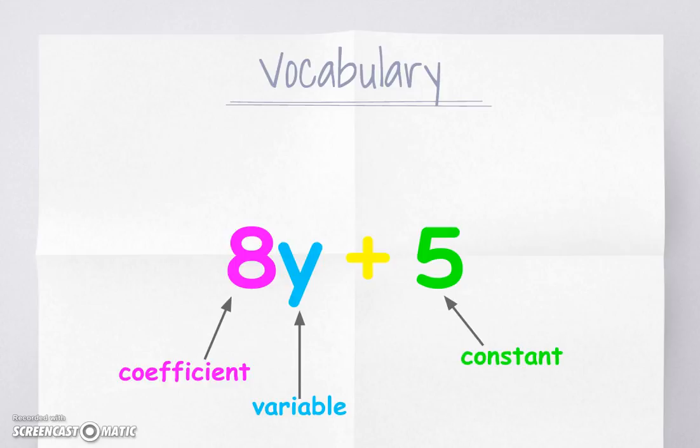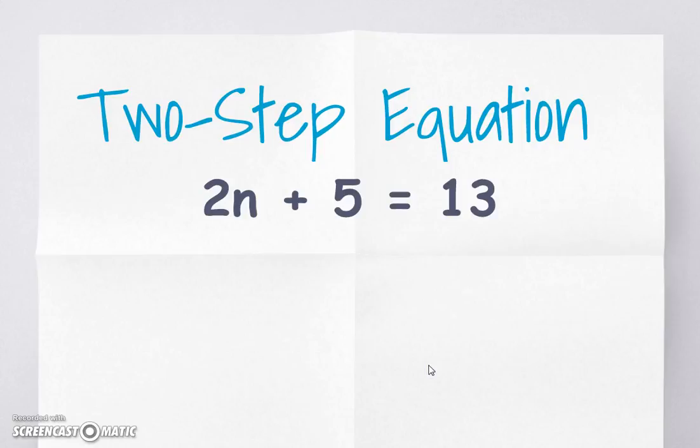This is going to be very, very important that you know these words. We are going to use them over and over again. So the 5 is the constant, or any number that is by itself is the constant. So here's our first problem. It says 2n plus 5 equals 13. So in order to solve this equation, we're going to use inverse operations.